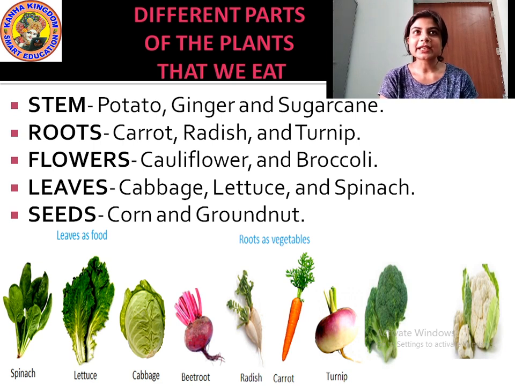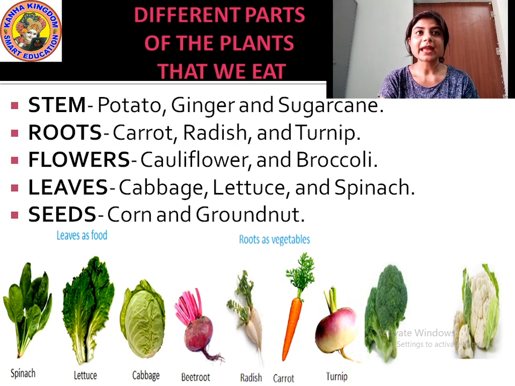So kids, now we will study about the different parts of the plant that we eat. Okay, we eat different parts of the plant as I have already told you. We eat the root, the stem, the leaf, flower, fruits, seeds of a plant. Yes or no? Then what are the stem parts of the plant that we eat? Some examples of the stem of the plant that we eat are potato, ginger and sugarcane. These are the stem part of the plant that we eat, like potato, ginger and sugarcane.